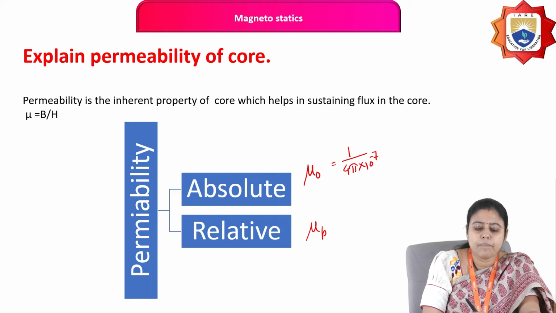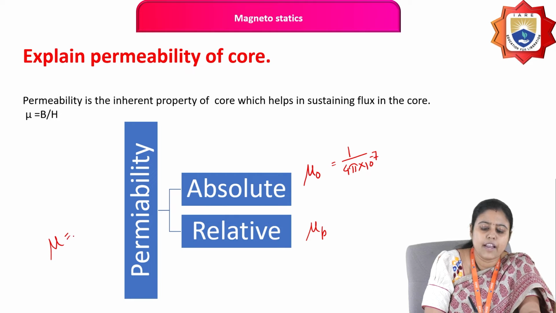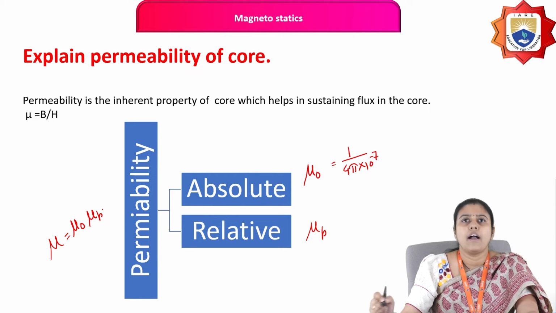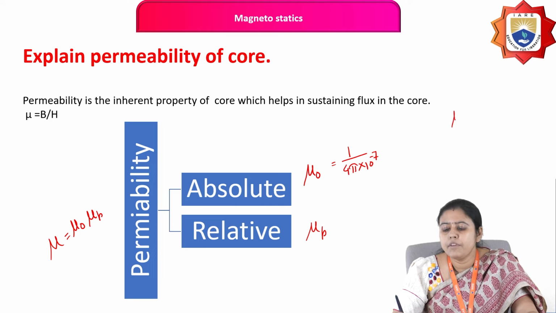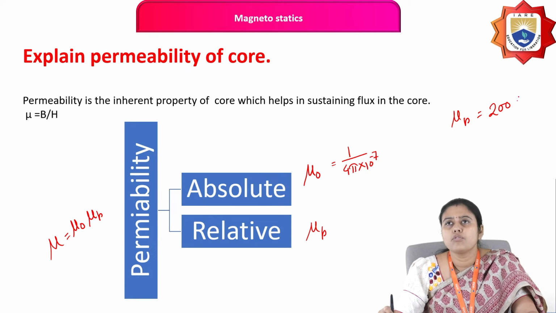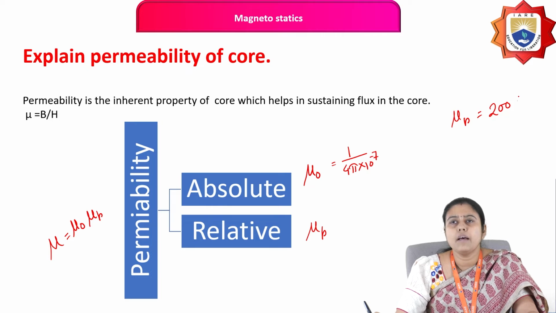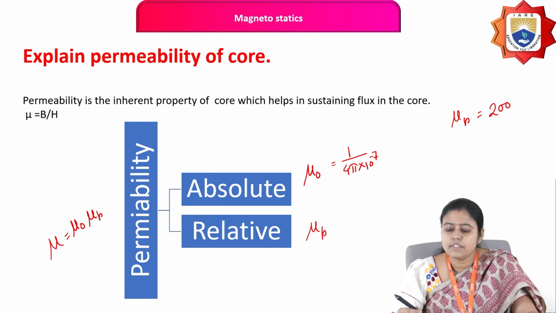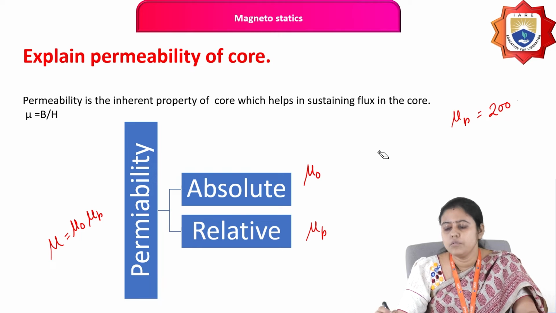And what is the total permeability? Permeability can be written as mu naught into mu r. If we say mu r for an iron solenoid is 200, what does it mean? It is mu naught into mu r.